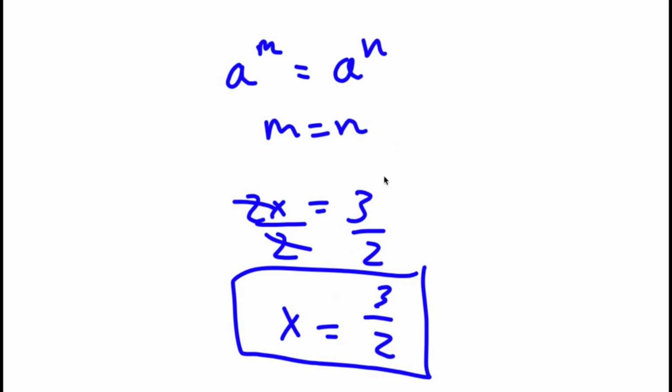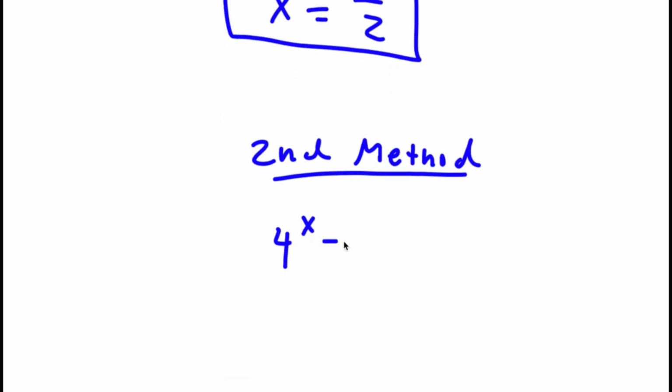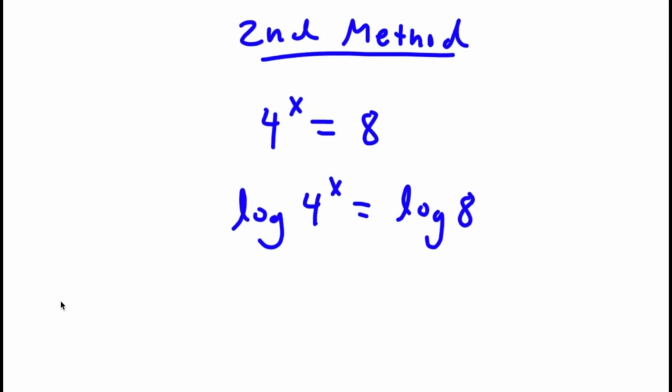Now, there's actually a second method of solving this problem. So again, I first start with 4 to the power of x is equal to 8. But this time, I'm going to take the log on both sides. So now I have log 4 to the power of x is equal to log 8. Now, if I have something in the form log a to the power of b, I can actually move this exponent b to the front.